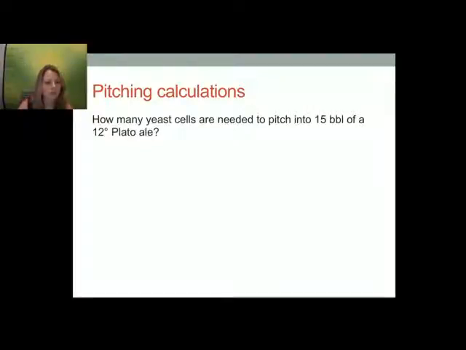So, with this word problem, we need to pick it apart and look at the different aspects of it. One of the key words here is ale. Remember that the pitch rate for ales is 1 million cells per milliliter per degree Plato. If we said lager or another type of yeast, then this number may change. So we need a total of 12 million cells per milliliter to get 1 million cells per milliliter per degree Plato, because it's a 12-degree Plato ale.